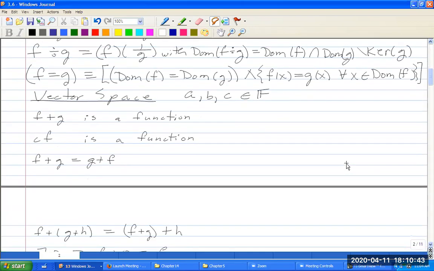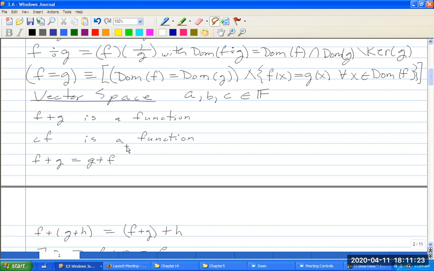So let A, B, and C be in your field. Let F and G be functions. Then we have the closure property for vector addition. F plus G is a function. So if F is a function and G is a function, then F plus G is also a function. If C is a scalar and F is a function, then C times F is also a function. That's the closure property for scalar multiplication.